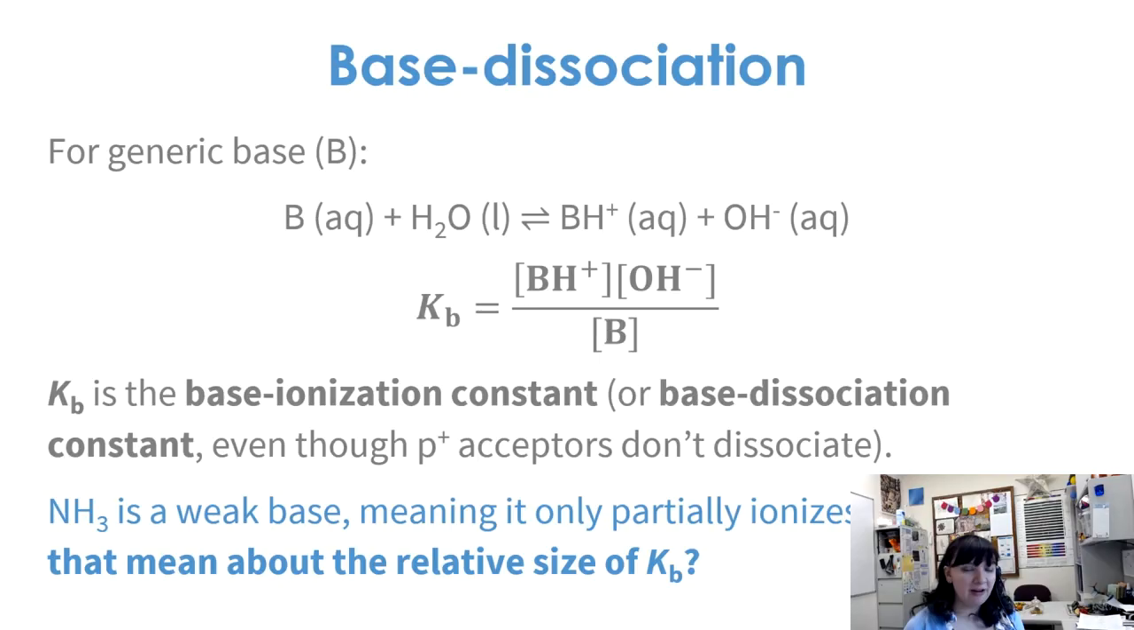So in this case, if I have my Kb that I have written up above, if that Kb applies to a weak base specifically, does that mean that Kb is going to be rather large or rather small? You can go ahead and pause and think about this, and then we'll discuss.